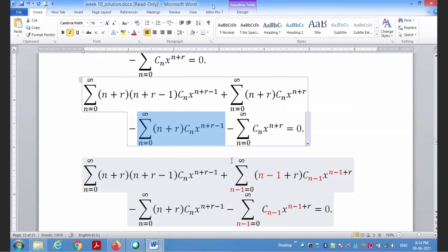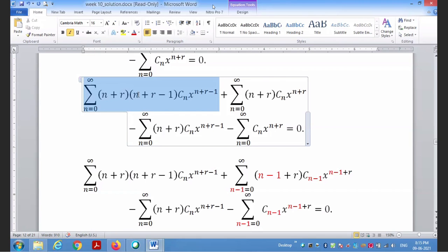And then again the same concept as before. We need to make the power of x the same. So this one you have to be creative. There is no unique way. Here I want to change to x to the n plus r minus 1. So I replace this n with n minus 1, I replace this n with n minus 1. The first and the third summation remain unchanged.